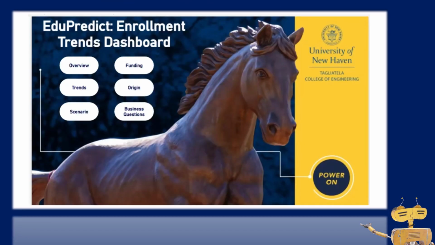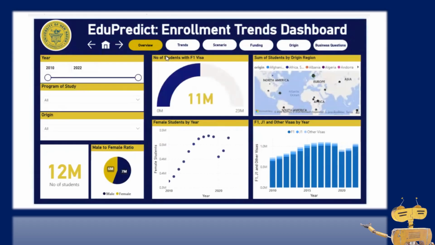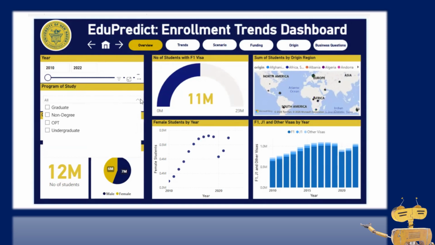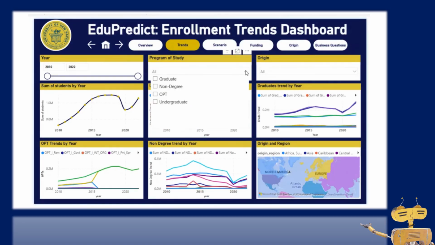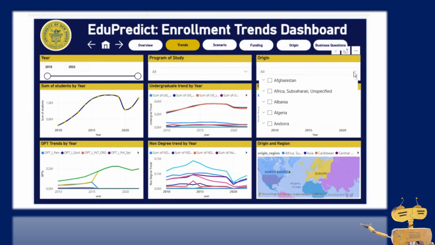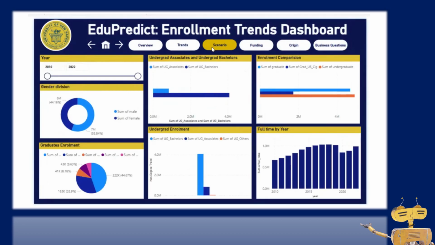Thank you, Janani. Welcome to the EduPredict dashboard, an intuitive, visually professional tool designed to analyze and forecast international student enrollment. From the homepage, users are greeted with a clean layout and clickable navigation tabs for each section, making it simple and seamless to explore insights. In the overview, we provide key figures like visa counts, gender ratios, and global origin trends, all filterable by year, program, or region. The trends page breaks down student patterns by academic type, helping spot growth areas across undergrad, graduate, OPT, and more. Next, the scenario tab compares enrollment types and timelines, offering insights into full-time trends and gender splits.